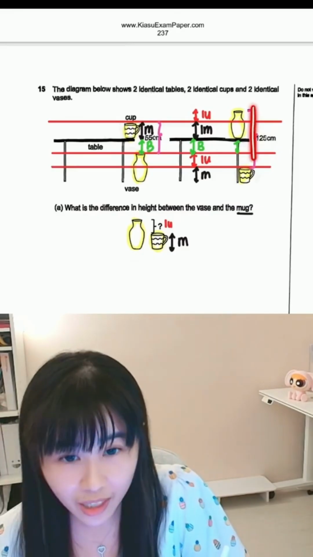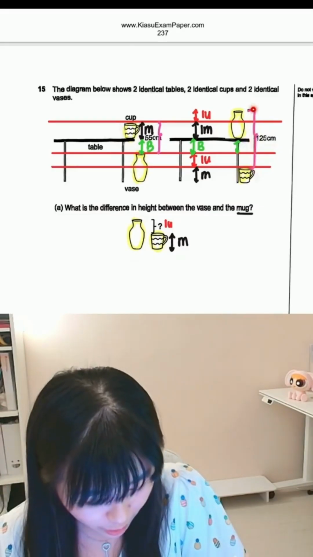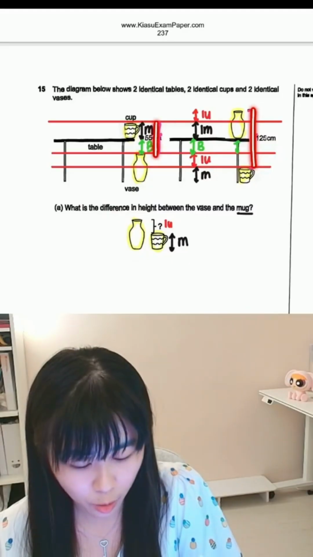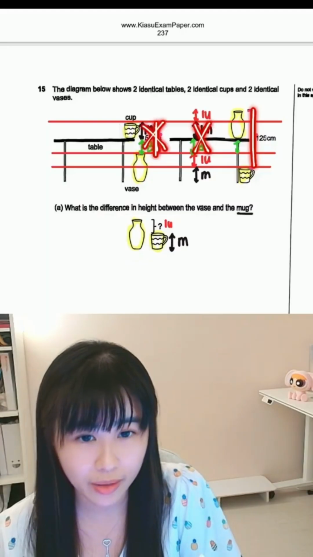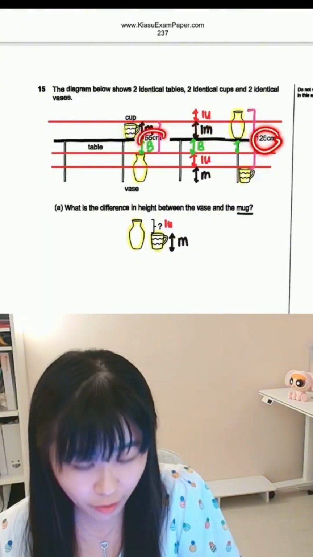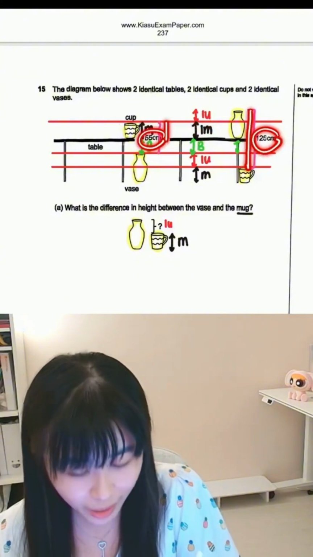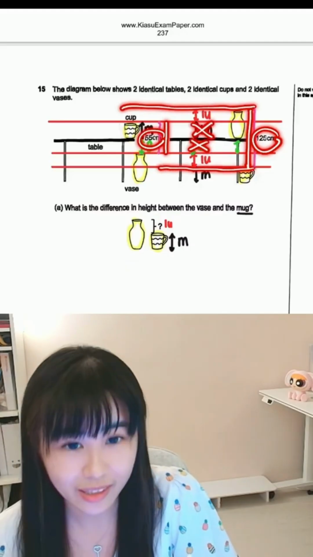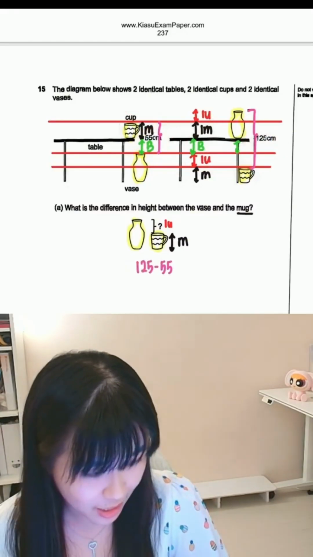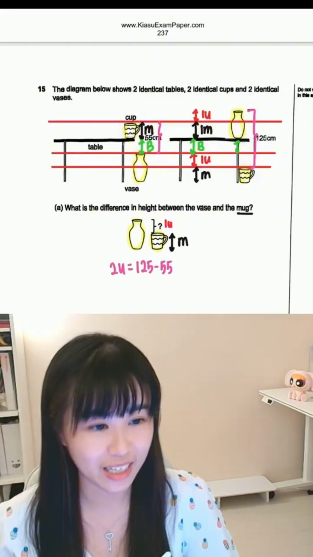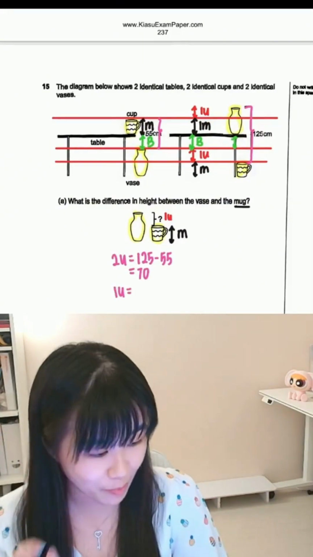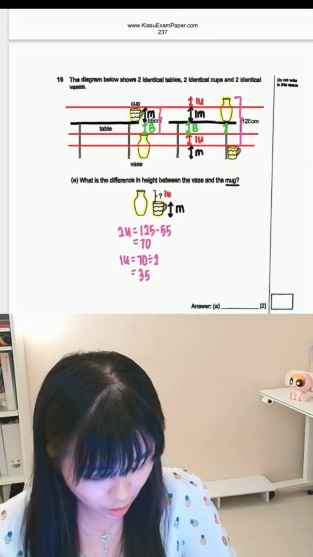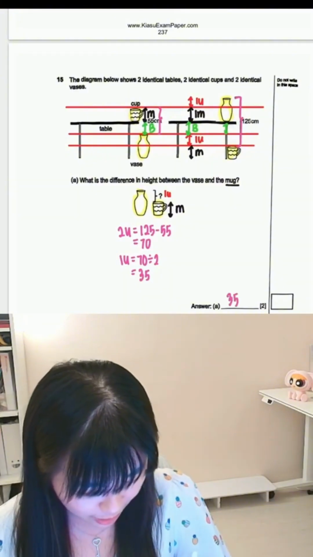You take the total here, 125 from here to here. You minus here to here, right? You minus this. It means you cancel away this already. You take 125, you minus 55, means you take this, you minus this. So you minus this and this. So you're left with, look at this, what thing? 125 minus 55 is equals to your 2 units. So after you draw all this line, you can see better. 70 divided by 2, you get 35. So the difference in the height here is 35 cm.